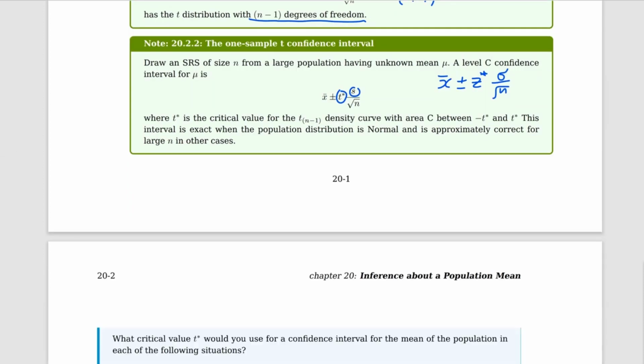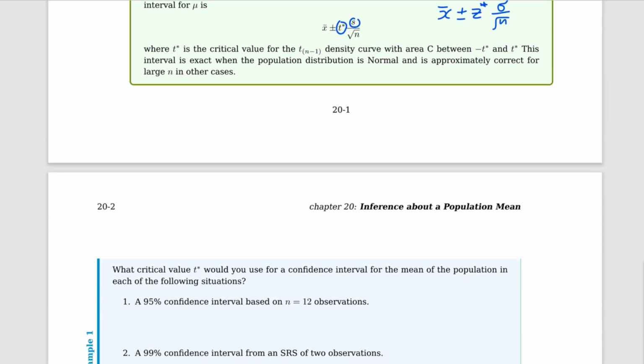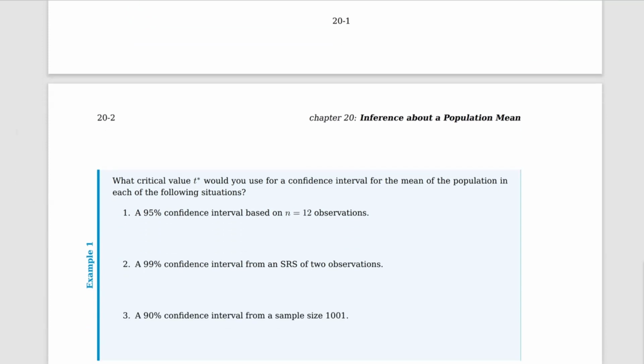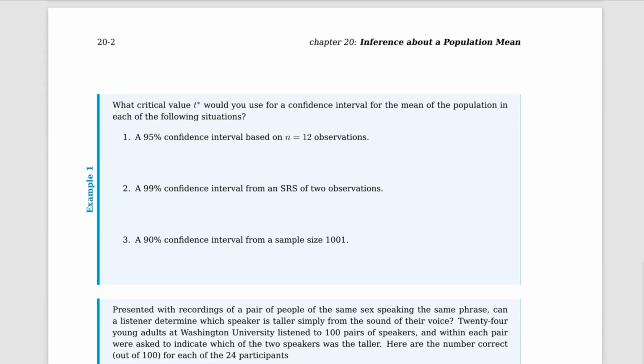So let me explain this using some examples. But before we go to the confidence interval, we should know how to use the t table. What critical value t star would you use for a confidence interval for the mean of the population in each of the following situations? First, a 95% confidence interval based on n equals 12 observations. Now you know the confidence interval is x bar plus or minus t star s over root n. How do we find the t star here?